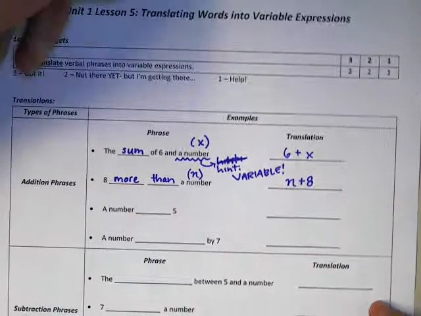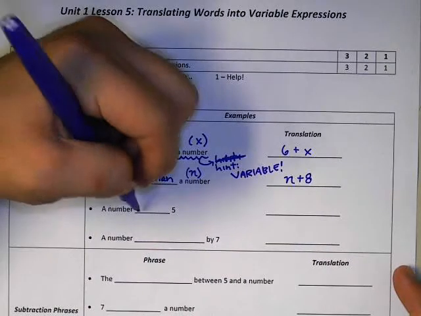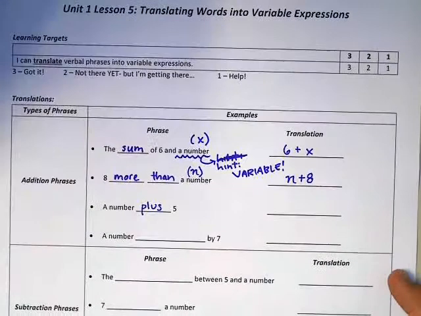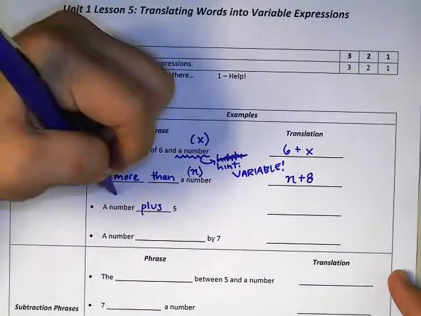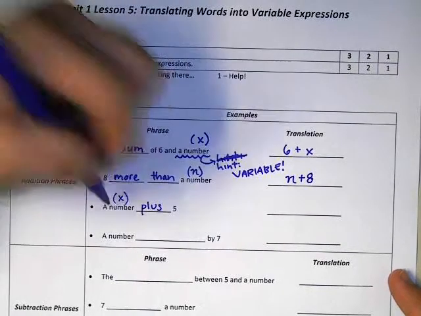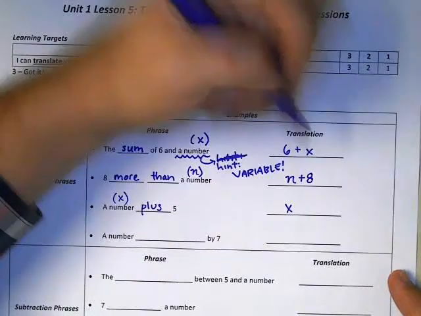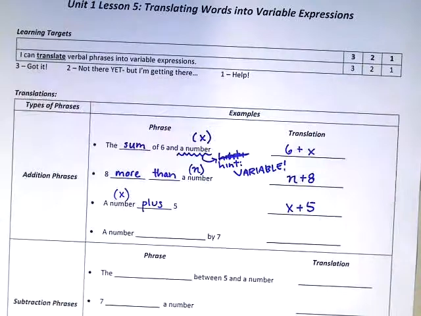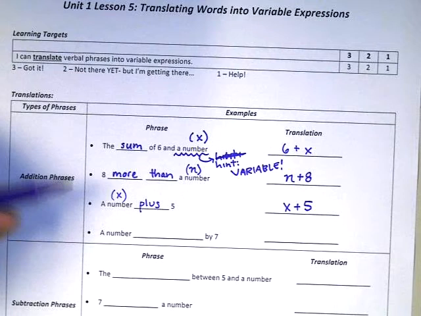Now this next one is probably going to be the easiest for you. We'd say a number plus 5. If we ever see a number plus 5, well, again, maybe I'll use x, but again, plus just means I add 5 to whatever variable I set for a number.